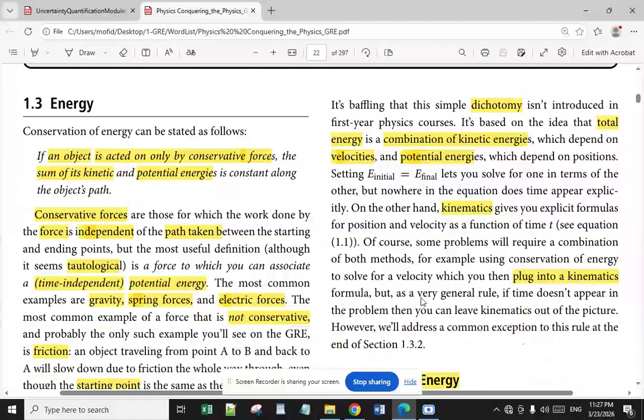Section 1.3, Energy. Conservation of energy can be stated as follows. If an object is acted on only by conservative forces, the sum of its kinetic and potential energies is constant along the object's path. Conservative forces are those for which the work done by the force is independent of the path taken between the starting and ending points. But the most useful definition, although it seems tautological, is a force to which you can associate a time-independent potential energy. The most common examples are gravity, spring forces, and electric forces.